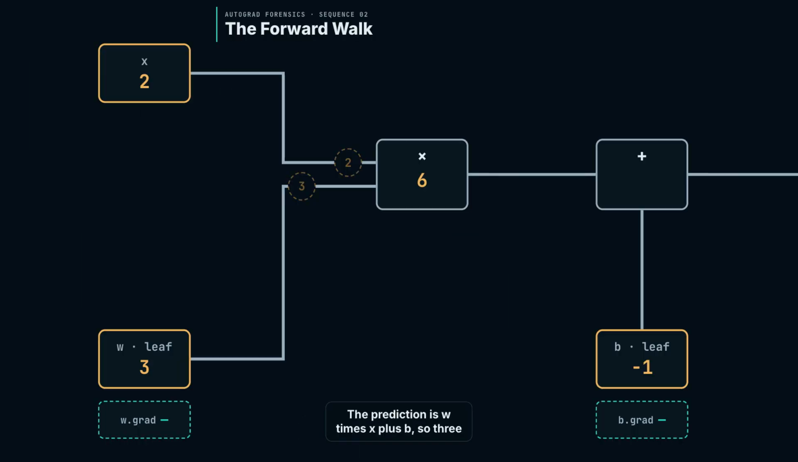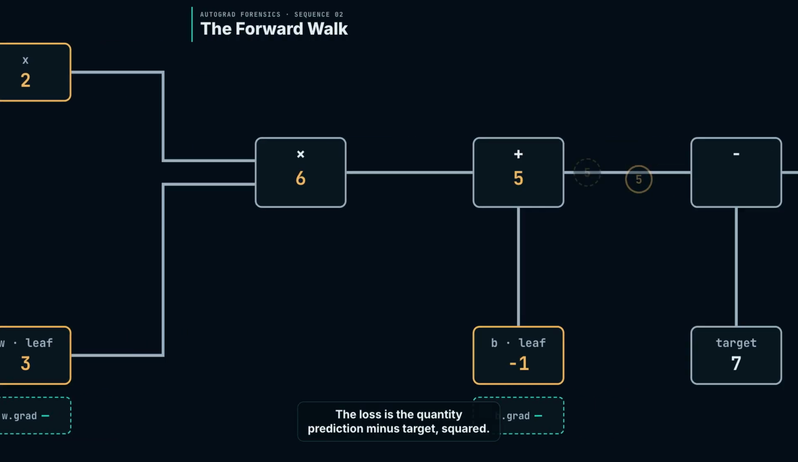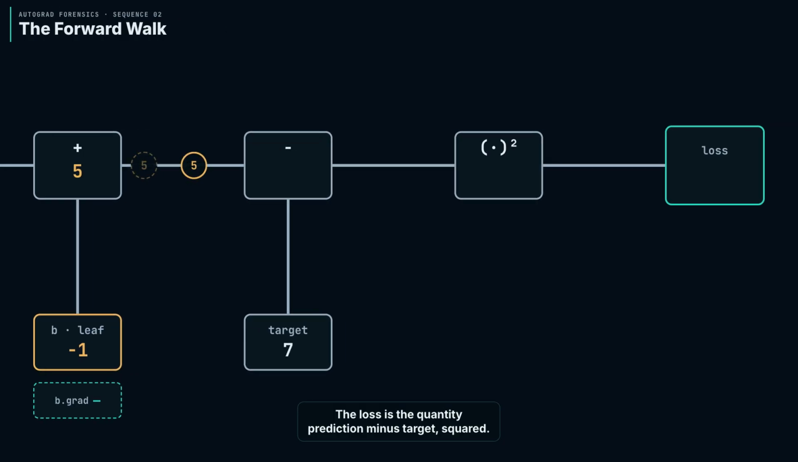The prediction is w times x plus b, so 3 times 2 plus -1 is 5. The loss is the quantity, prediction minus target, squared. 5 minus 7 is -2, and that squared is 4.